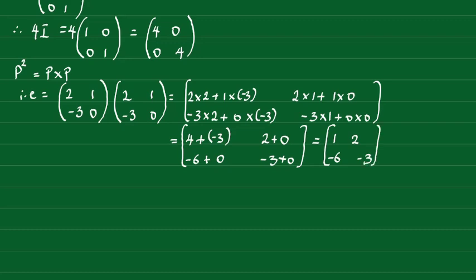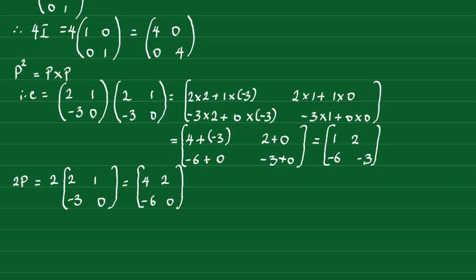Next, we look for our value for 2P. 2P is equal to 2 times (2, 1; -3, 0), recalling our value for P. Now this is equal to 2 times 2 gives us 4, 2 times 1 we have 2, 2 times -3 we have -6, 2 times 0 we have 0.